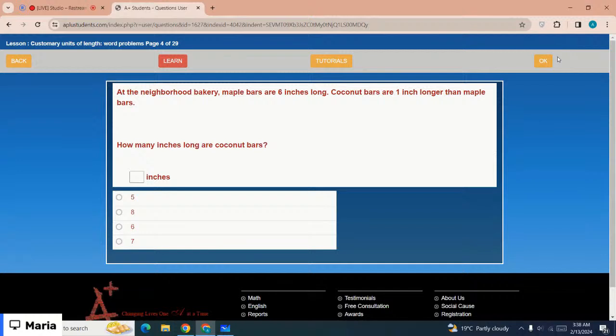Leo and Judy, what's wrong with you? At the neighborhood bakery, maple bars are 6 inches long, coconut bars are 1 inch longer than maple bars. So, which is the correct option? Coconut bars are 1 inch longer, right? That means 6 plus 1 is 7 inches long. The correct option is 7 inches long.